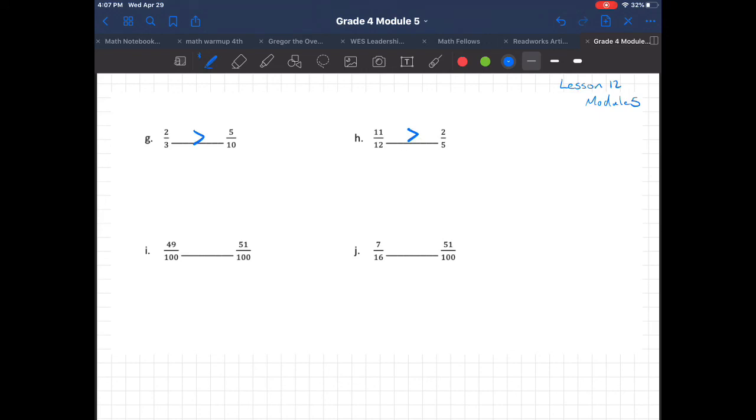49/100 is almost a half, but just a teeny bit less. And 51/100 is also almost a half, but just a little bit more than a half. And 7/16, 8/16 is exactly a half, so this is a little less than a half. And 51/100 we just said was a bit more than a half. So there you go. There is Lesson 12, Module 5.